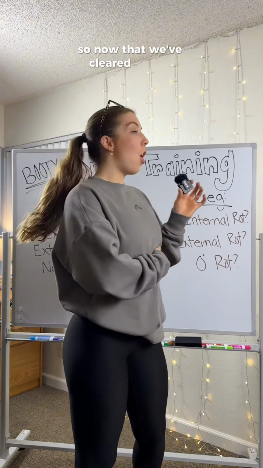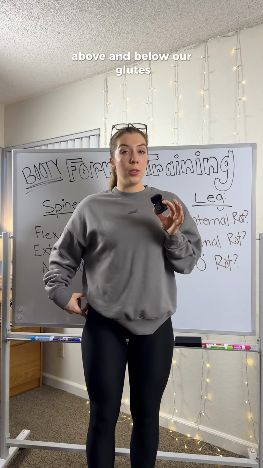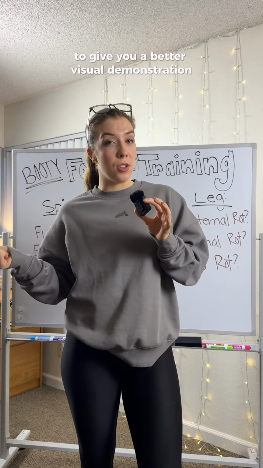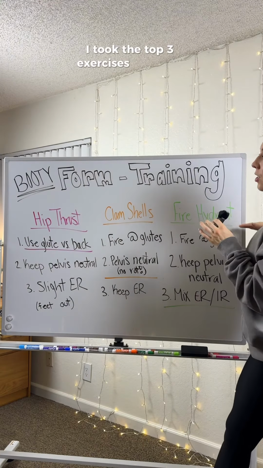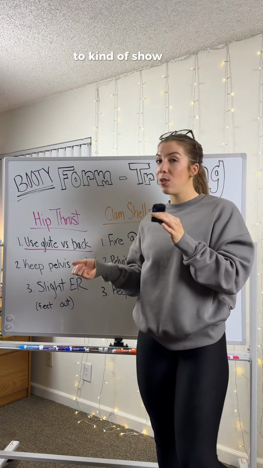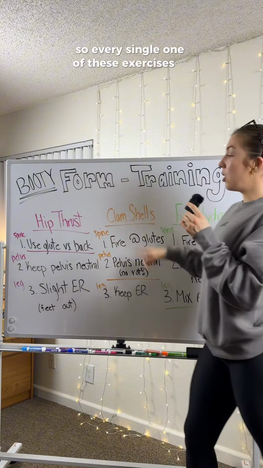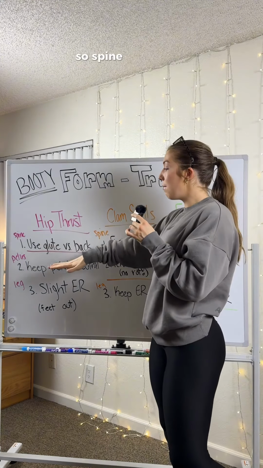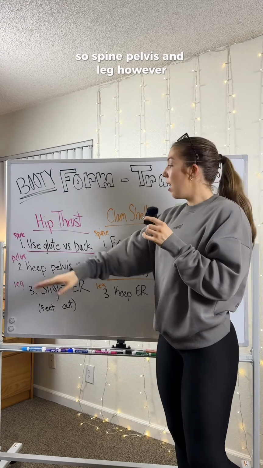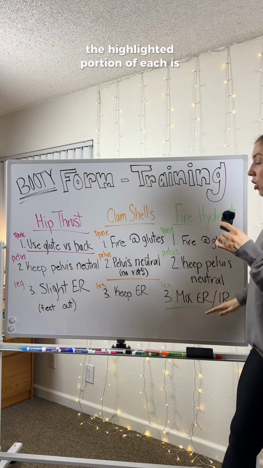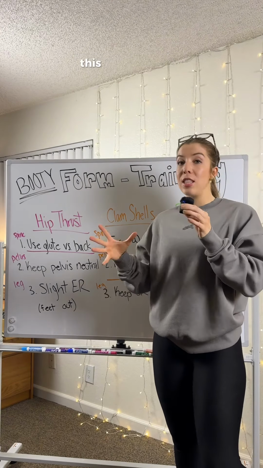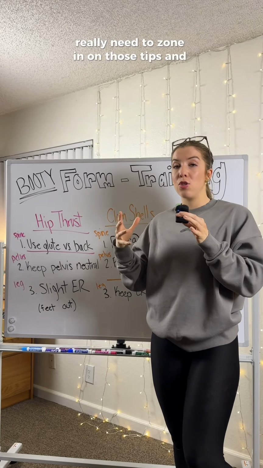So now that we've cleared all the compartments above and below our glutes, let's add in some exercises from our last video to give you a better visual demonstration. I took the top 3 exercises from our last video to show you what I mean. Every single one of these exercises is broken down into the 3 compartments we just talked about, so spine, pelvis, and leg. However, the highlighted portion of each is showing the normal compensation that people will tend to use when they're doing these exercises. And this is where we'll really need to zone in on those tips and tricks of form improvement.